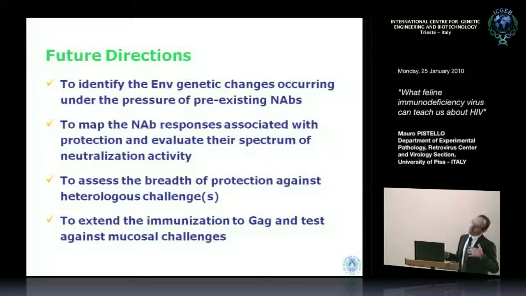Obviously, depending on the grants that we obtain for this study, we want to assess the breadth of protection against heterologous challenges. We would like to test against different clades, and we also want to improve, and this is already in progress, our vectors to extend immunization to GAG and test against the mucosal challenge, because obviously mucosa is much more difficult to protect.